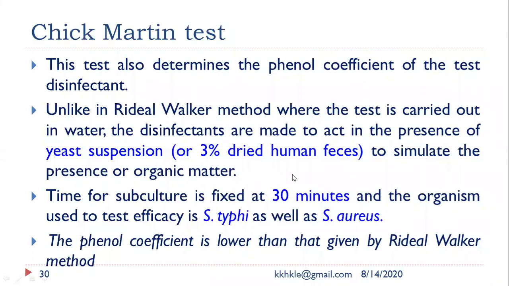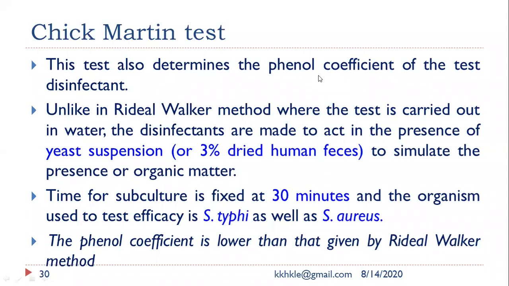Now there are certain disadvantages in the Rideal-Walker test, in the Rideal-Walker coefficient. In order to overcome that, we use one more method for the determination of the phenol coefficient, called the Chick-Martin test. This test also determines the phenol coefficient of the test disinfectant. It compares with that of the phenol, similar to the Rideal-Walker test, but the procedure is slightly different.